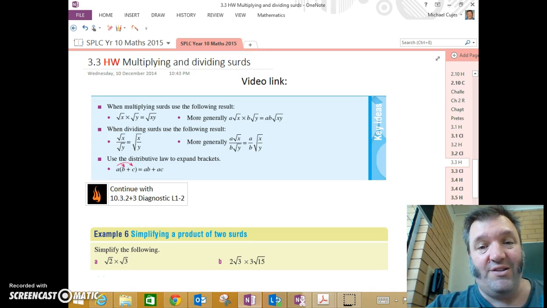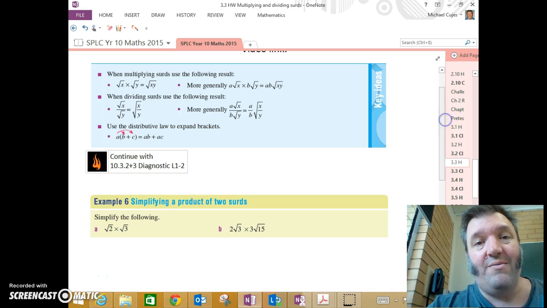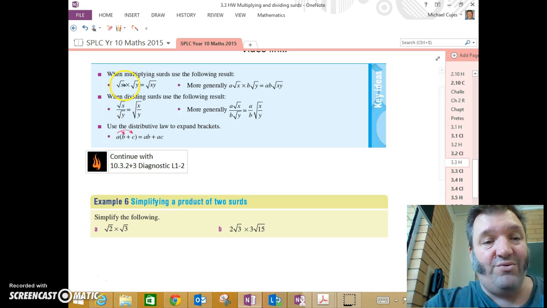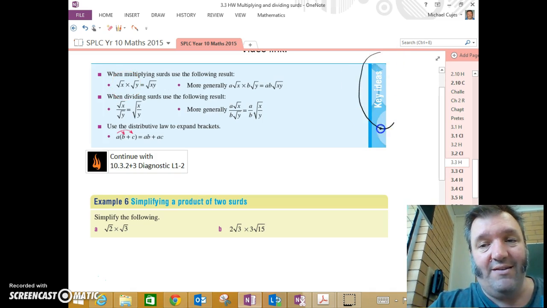Multiplying and dividing surds. With algebraic terms, you can always multiply them even if they're not like terms. With surds, all we do is simplify them once we've multiplied them together, and we get our answer. You can see the general rules up here in the blue box under the key ideas, just as they are in every video. Let's have a look.